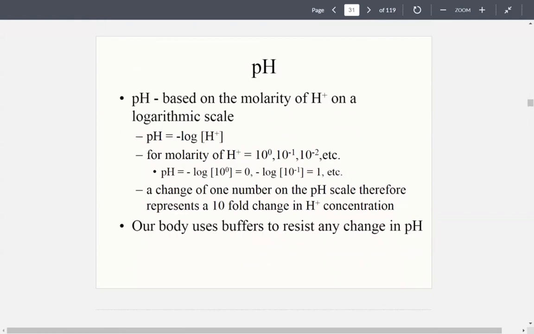All right, so as we mentioned, pH is based on the amount or concentration of hydrogen. Concentration is also going to be molarity, and it's a logarithmic scale, so it's in the order of tens. Changing one number on the pH scale is going to represent a 10-fold change in hydrogen concentration. So if I go from a 7 to an 8, I'm changing it by 10.